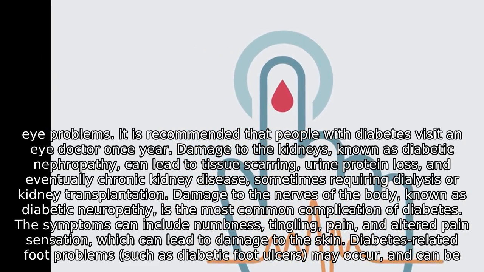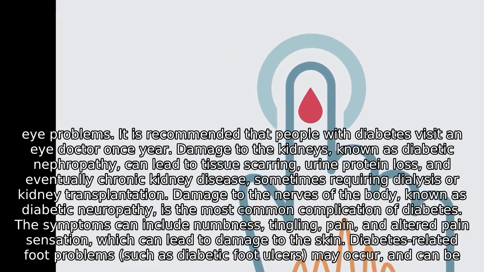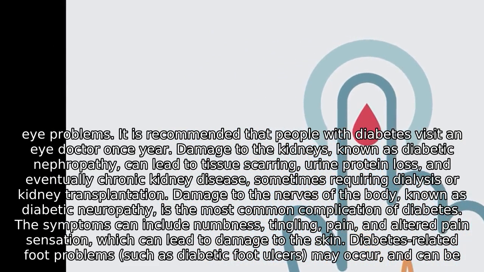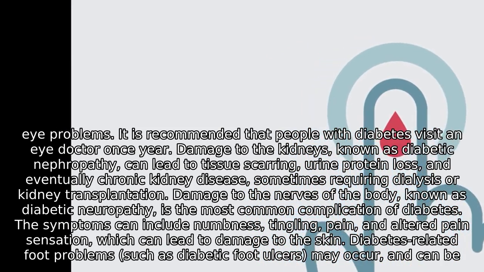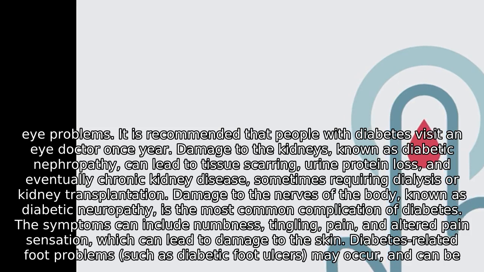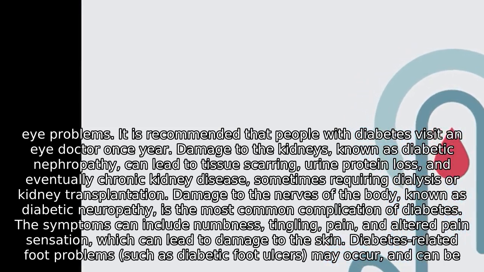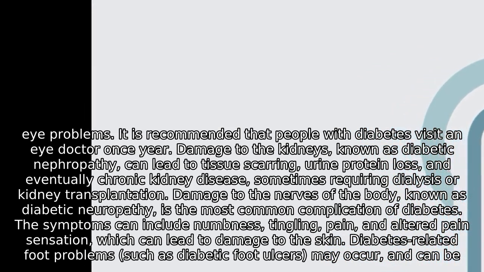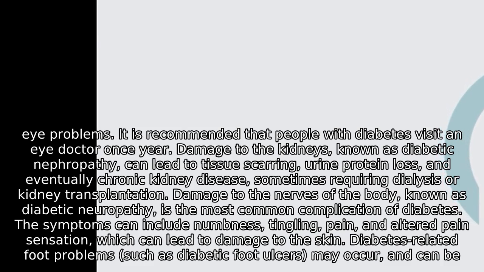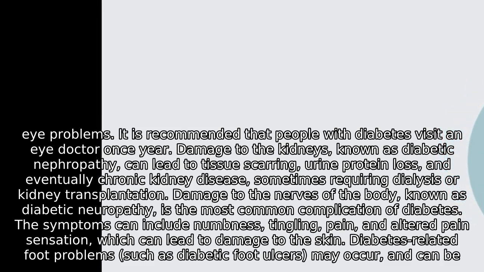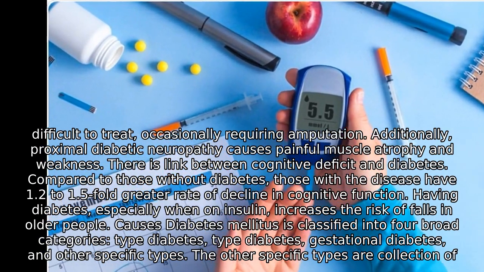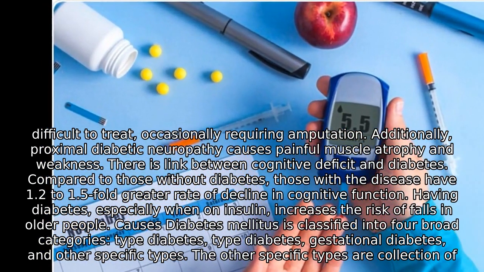Damage to the kidneys, known as diabetic nephropathy, can lead to tissue scarring, urine protein loss, and eventually chronic kidney disease, sometimes requiring dialysis or kidney transplantation. Damage to the nerves of the body, known as diabetic neuropathy, is the most common complication of diabetes. The symptoms can include numbness, tingling, pain, and altered pain sensation, which can lead to damage to the skin. Diabetes-related foot problems such as diabetic foot ulcers may occur, and can be difficult to treat, occasionally requiring amputation. Additionally, proximal diabetic neuropathy causes painful muscle atrophy and weakness.